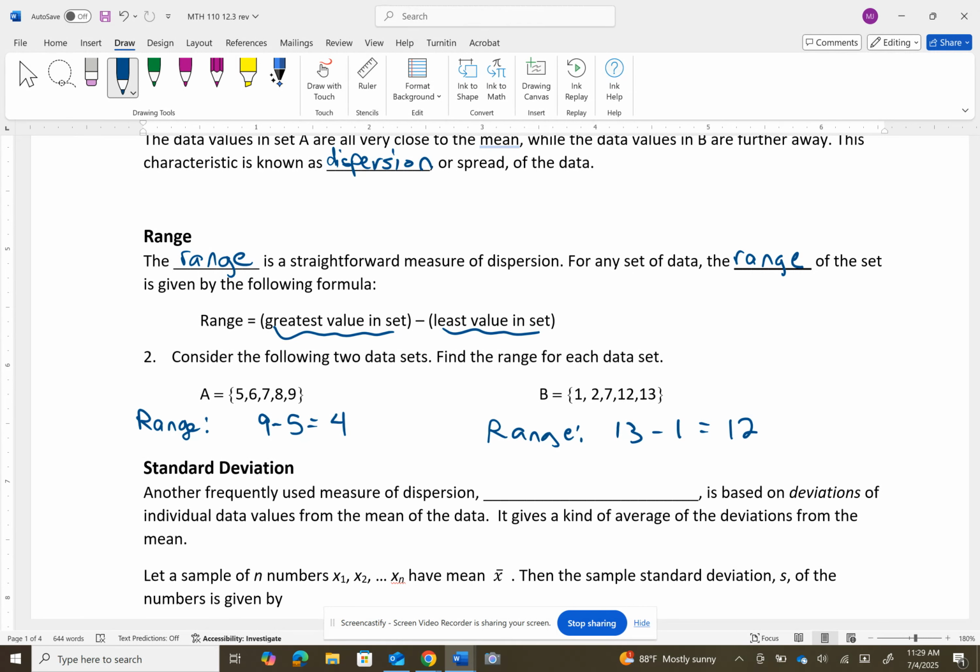So the fact that 12 is so much bigger than 4 would give you the sense that in that data set, the data values are much more spread apart. Okay, so the idea is if you didn't know what the data set was, if I told you their means were both 7, but that the range on data set A was 4 and the range on B was 12, you would have a sense of what that data set looks like. Not the exact values, but you would know that the data values must be further spread apart.